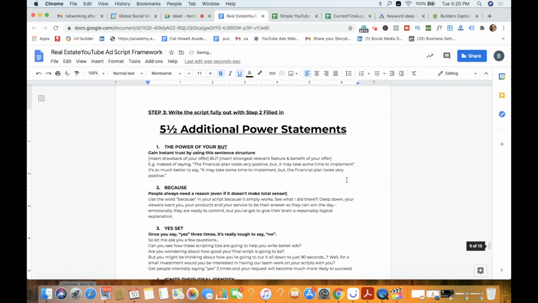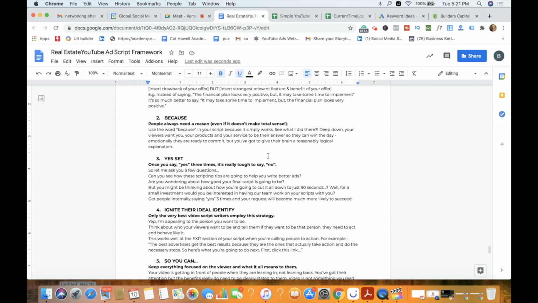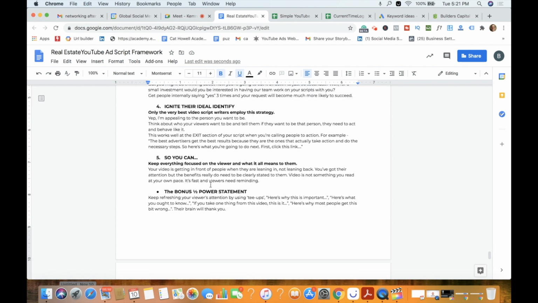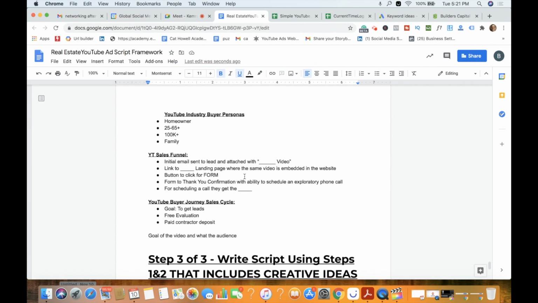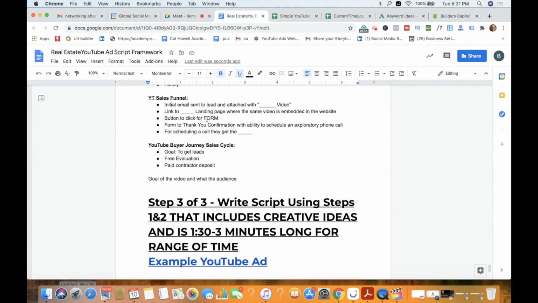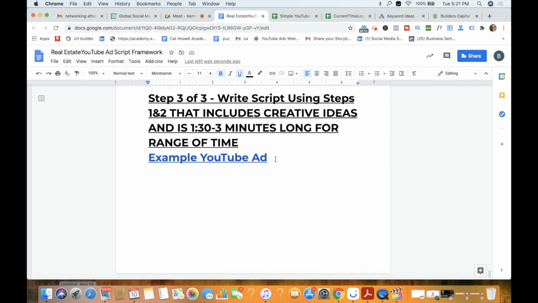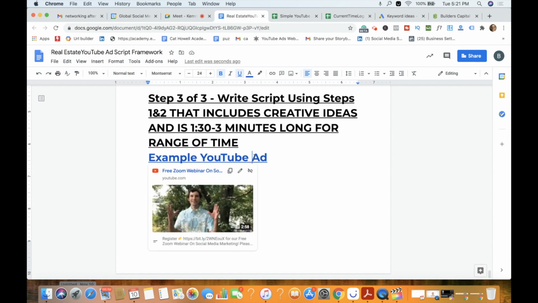Add some other power statements in here if you're looking for other ideas or inspiration. Some people use things like bonus, which is something I've seen work really well. Not just talking about the benefits, but how does working with you enable them to actually do things? And then here's a basic sales funnel approach, but a lot of that stuff I covered in today's presentation. And then I've got an example YouTube ad, the one that I showed in the presentation today. It's actually right here. So you can go see exactly what I did.